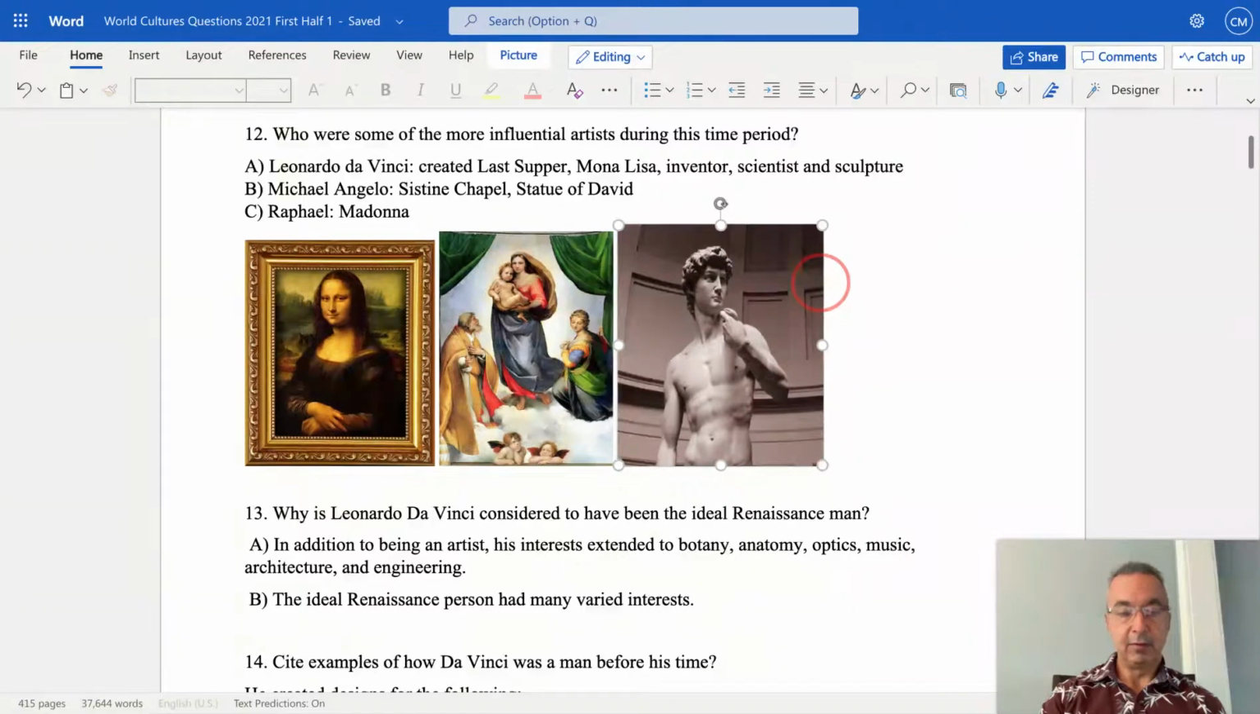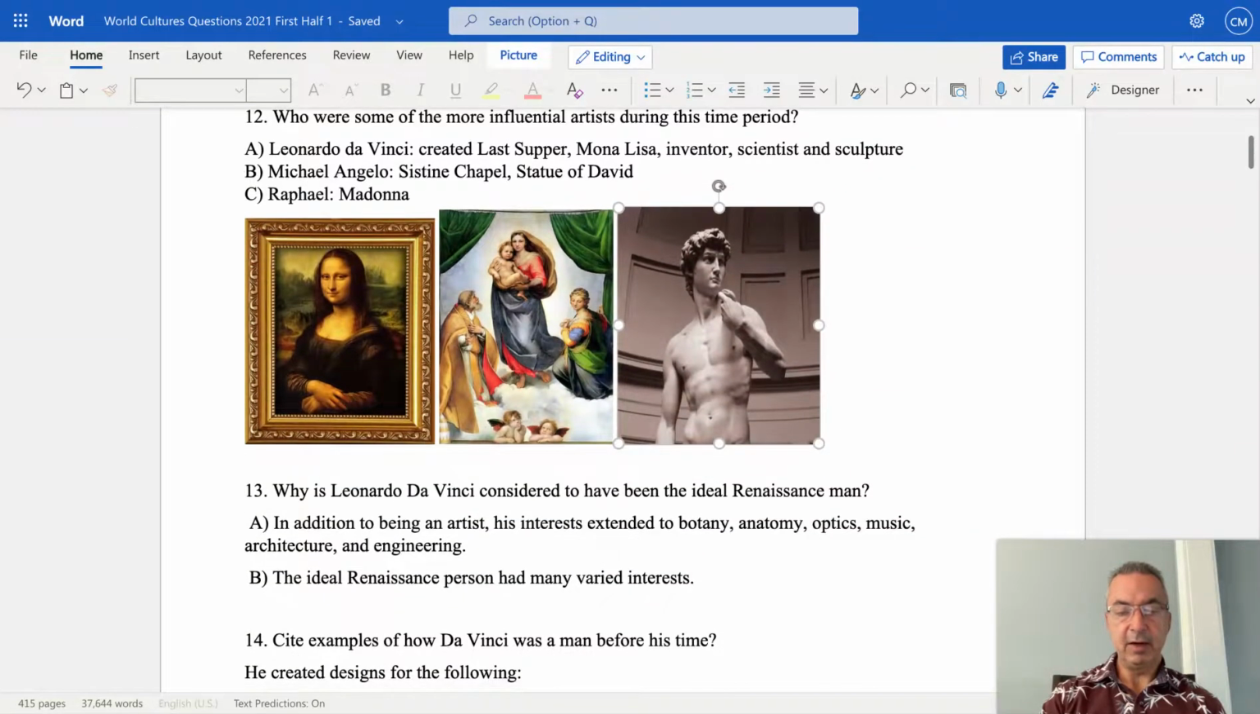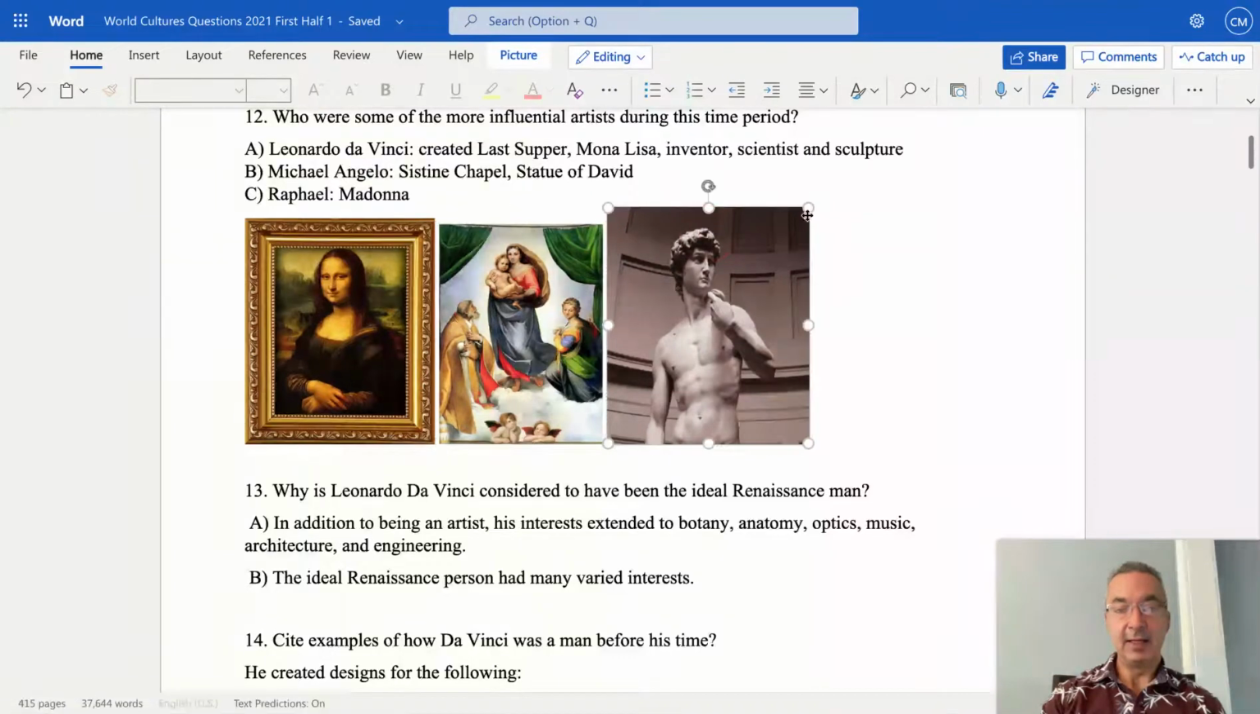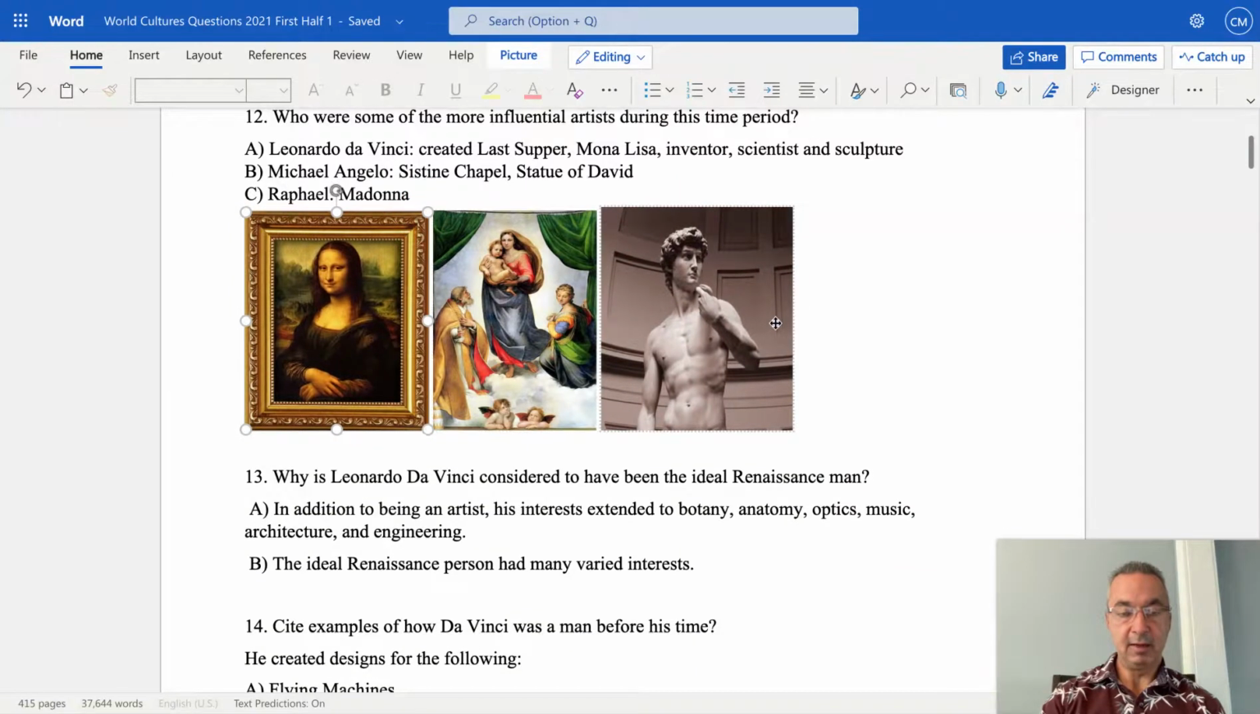Okay, let's look at number 14. Cite some examples of how Da Vinci was a man before his time, meaning he had foresight to see what might happen down the road. And he created many designs for inventions, things that he didn't necessarily develop and invent physically himself just because the technology was not yet available. But he had the ideas for many of these different things during this period of time. So he's a man before his time.